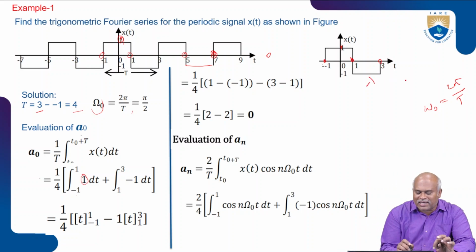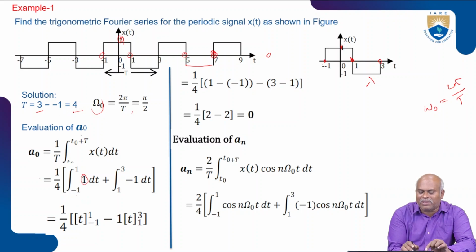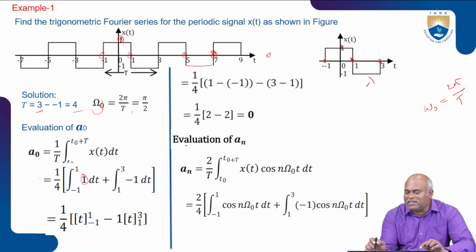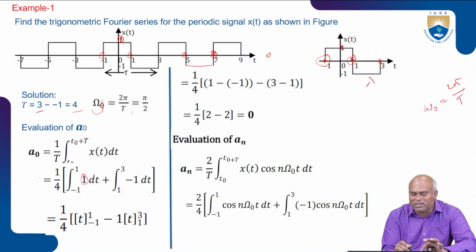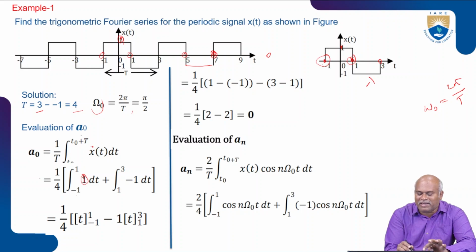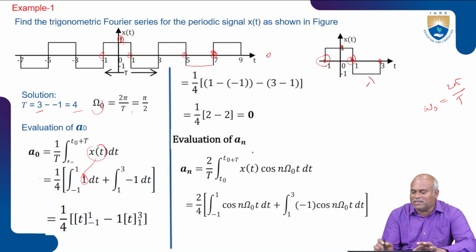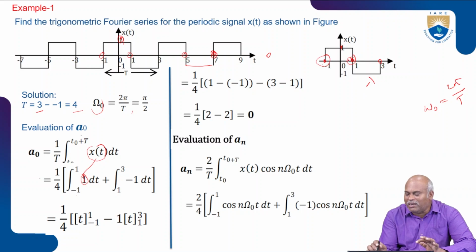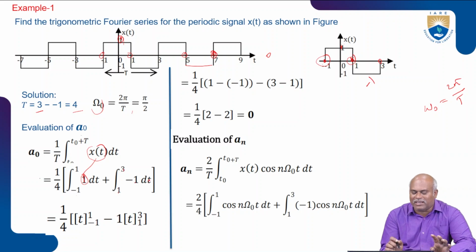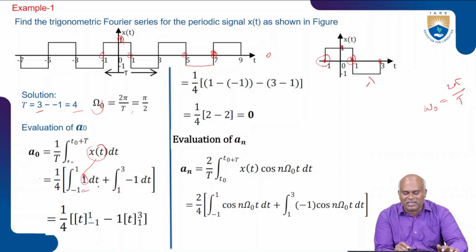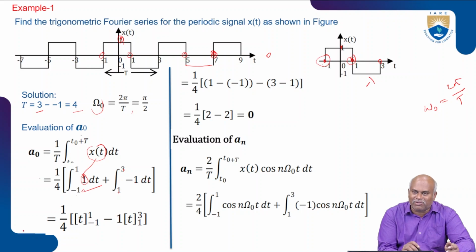Now, based on this condition, I write the equation here. 1 by 4, since T is equal to 4. Then the integration over this interval: I take minus 1 to plus 1, where the amplitude is equal to 1, dt. The x of t value is equal to 1, plus the integration from 1 to 3, where x of t is equal to minus 1, minus 1 dt. Now we do the integration. If we do this integration, that is 1 by 4, take out the common term.